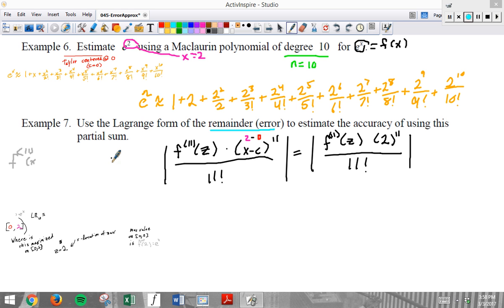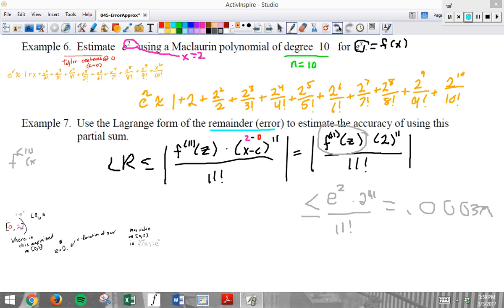So the Lagrange remainder, so it was over here, this whole value is at most as big as e squared times 2 to the 11th over 11 factorial. Which is something like .000379, if you punch it in your calculator.